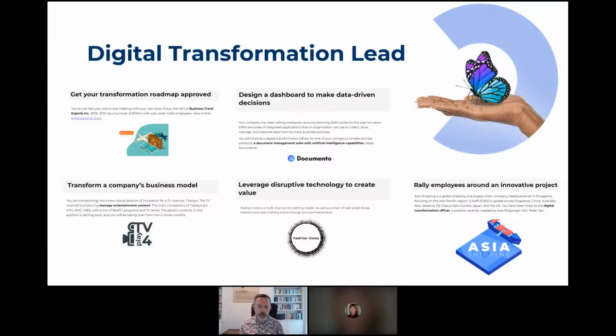So there are 5 projects in here. I've just given you a snapshot of what they're all about, but they each focus on a slightly different element of what digital transformation is. The first project, which is the one that Corey was just completing as he spoke to us, is around Business Travel Experts, which is a fictional company, but they are seeing a decline in their revenue because they're being digitally disrupted. So the first project is about how do you actually get your transformation program designed, how do you get that roadmap set up, and how do you sell it in to the leadership team and to the board. So that's the first stage of a transformation program.